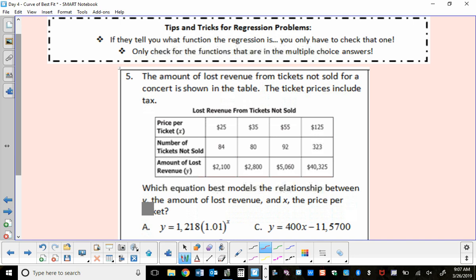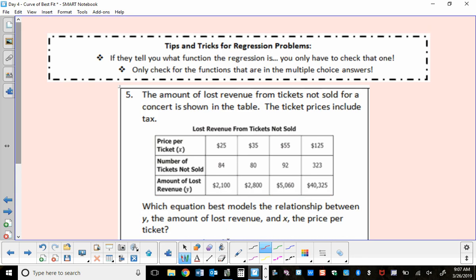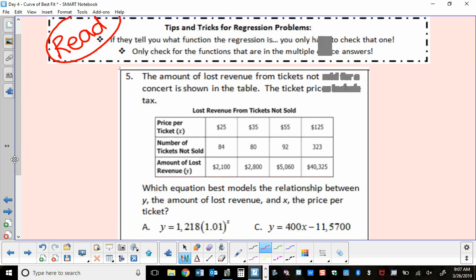All right, so tips and tricks for regression problems. The first tip is if they tell you what function the regression is, you only have to check that one. The next tip is to only check the functions that are in the multiple choice answers. What this means is to fully read what it's asking you to find. If you read it, then you'll be able to see. So let's take a look at number 5. One of these tips will come in handy.